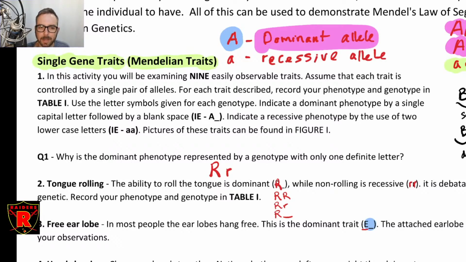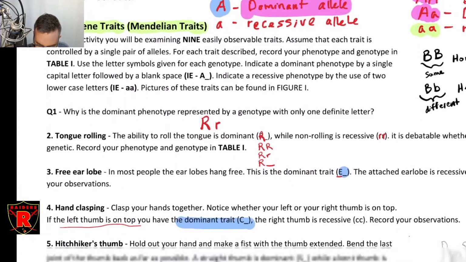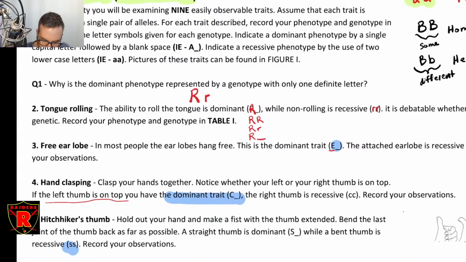Okay, so something to keep in mind here. Humans are pretty complicated, and we don't have a lot of Mendelian traits, but we're going to talk about a few of them together now. So let's start with tongue rolling. Can you do this with your tongue?